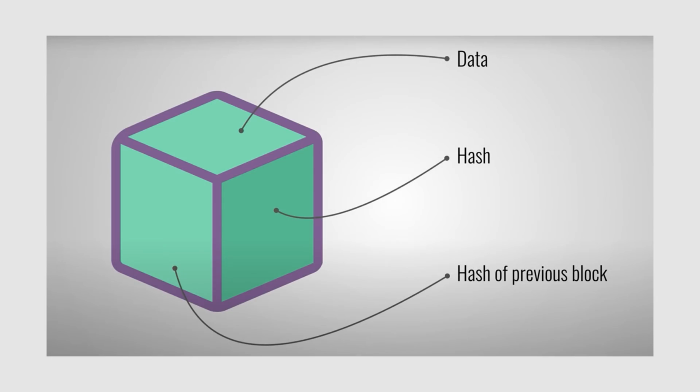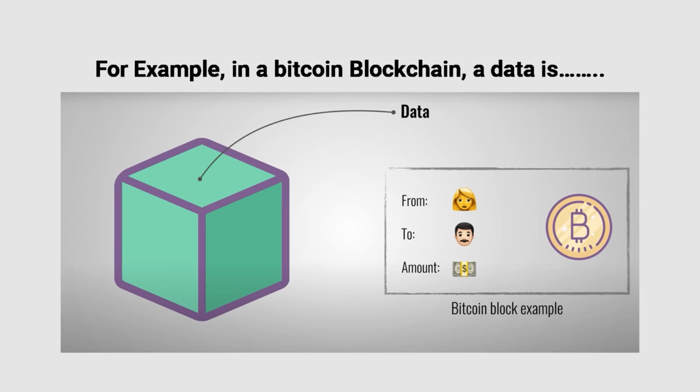Here we can see a simple illustration. The thing that is being highlighted is called a block, which constitutes three main components. One is the data component, second is the hash, and third is the hash of the previous block. For example, in a Bitcoin blockchain, the data is, as you can see here, illustrated from, to, and the amount that needs to be transferred. So this is a simple example of a Bitcoin block.